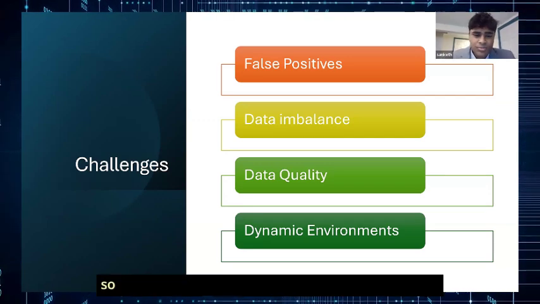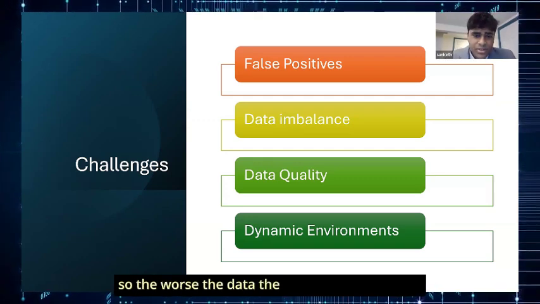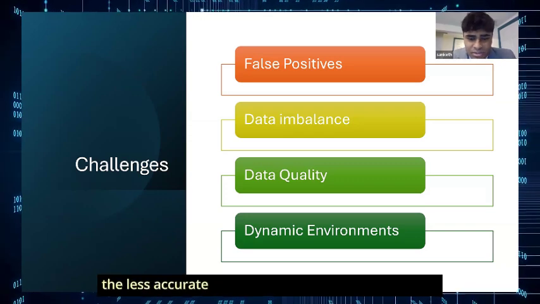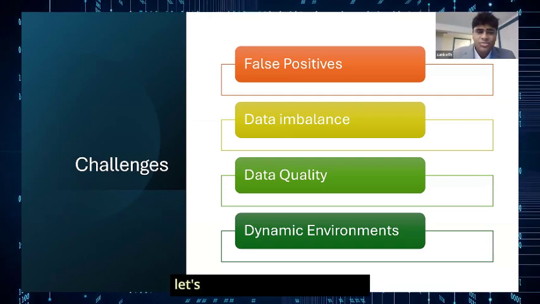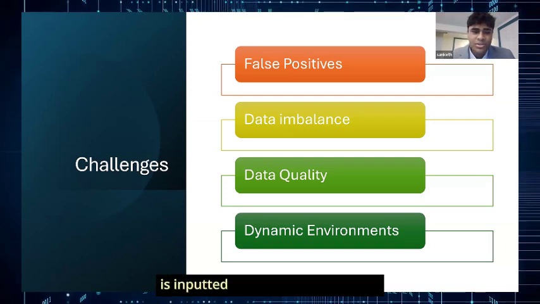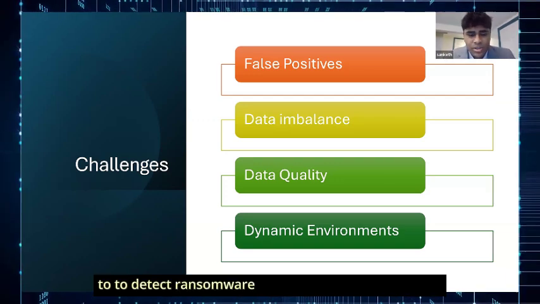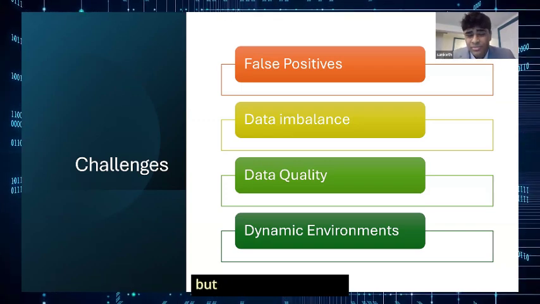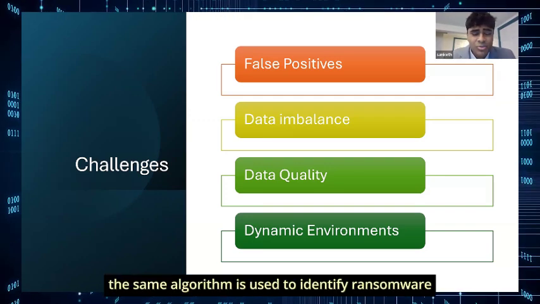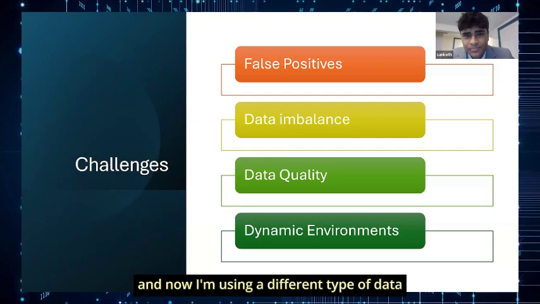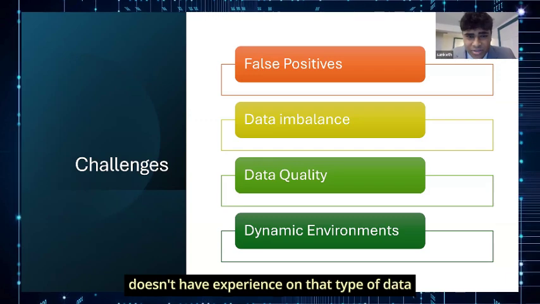Data quality. So how good is the training data that's being inputted? The worse the data, the less accurate the data, the less accurate the detection system, and vice versa. Dynamic environments. Let's say a specific type of data is inputted into a detection system to detect ransomware in that specific type of data. But if that same system, the same algorithm, is used to identify ransomware and anomalies in a different type of data, then it won't work as well because it doesn't have training data, it doesn't have experience on that type of data.